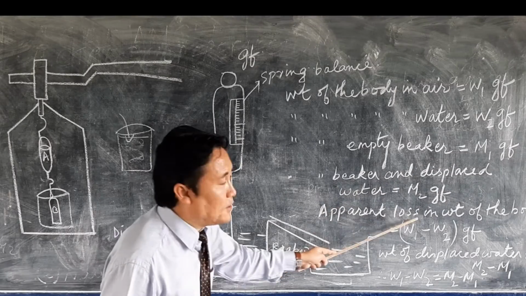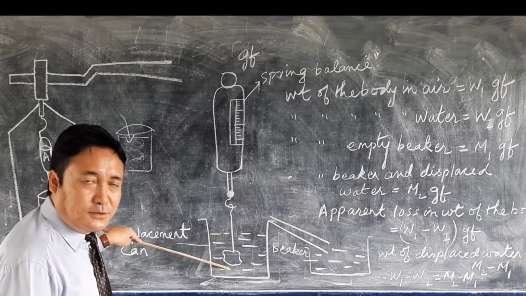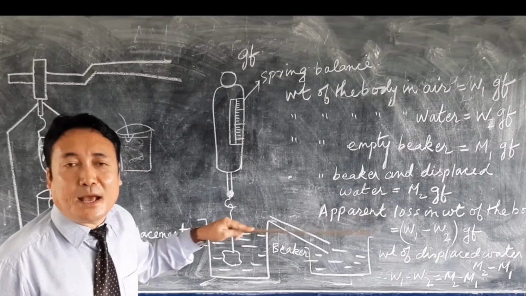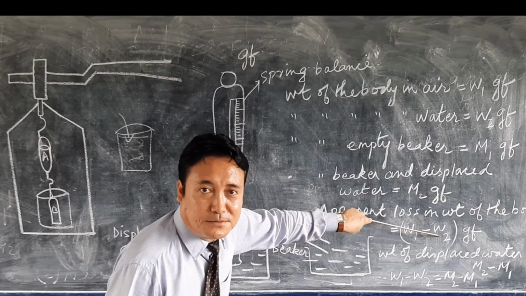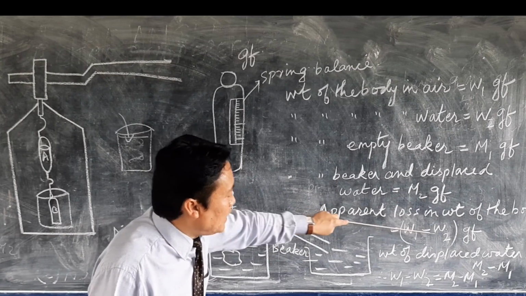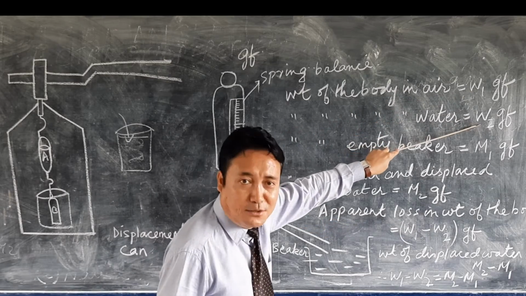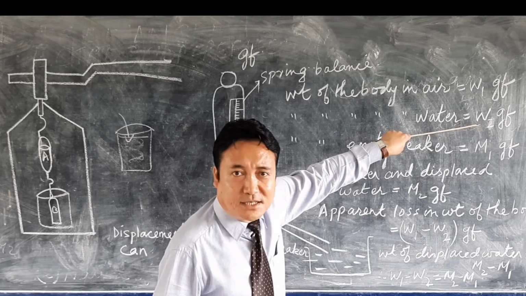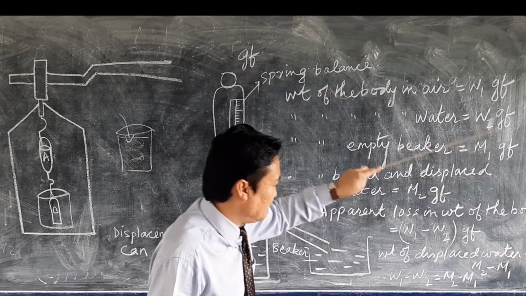Okay. Now the apparent loss in weight of the body. When the body is placed inside the fluid, there will be an apparent loss in weight. How do we calculate it? W1 minus W2. Why am I writing W1 first? Because the weight of the body in air is greater than the weight of the body in water. Because in water the weight of the body decreases, so the value becomes less. So I write it here as W1 minus W2 gram force.